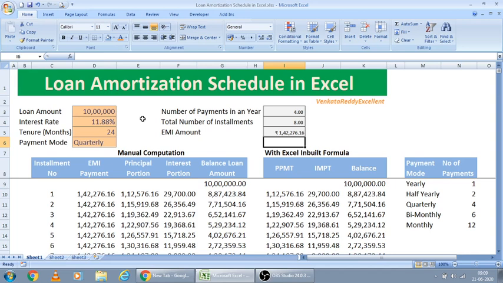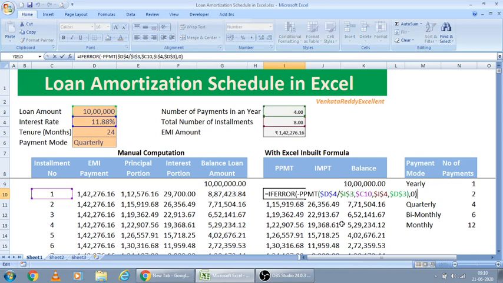Here you should not confuse the installment with the number of months. Installment is completely different from the number of months. Here I have shown two methods of computing the loan amortization schedule. One is with Excel inbuilt formulas like PPMT and IPMT. First we will see the PPMT formula.